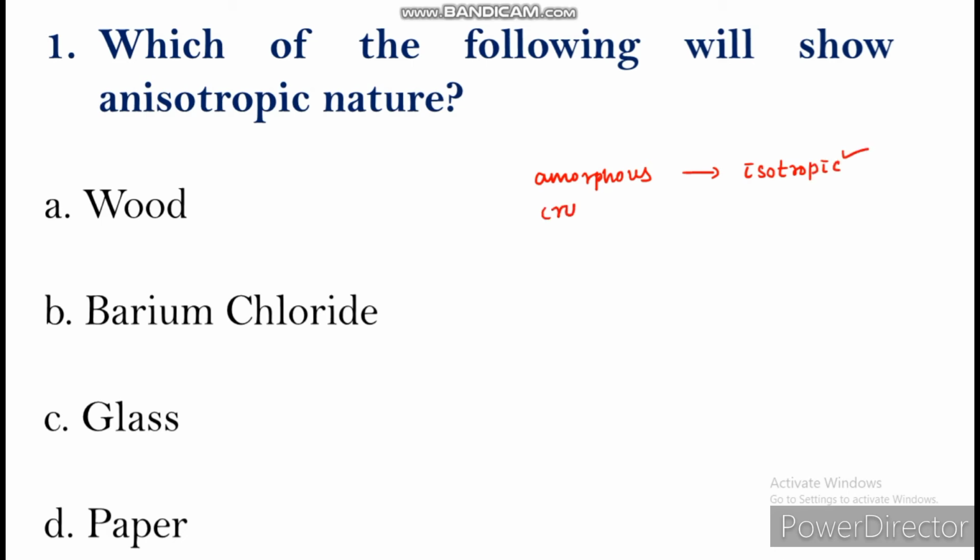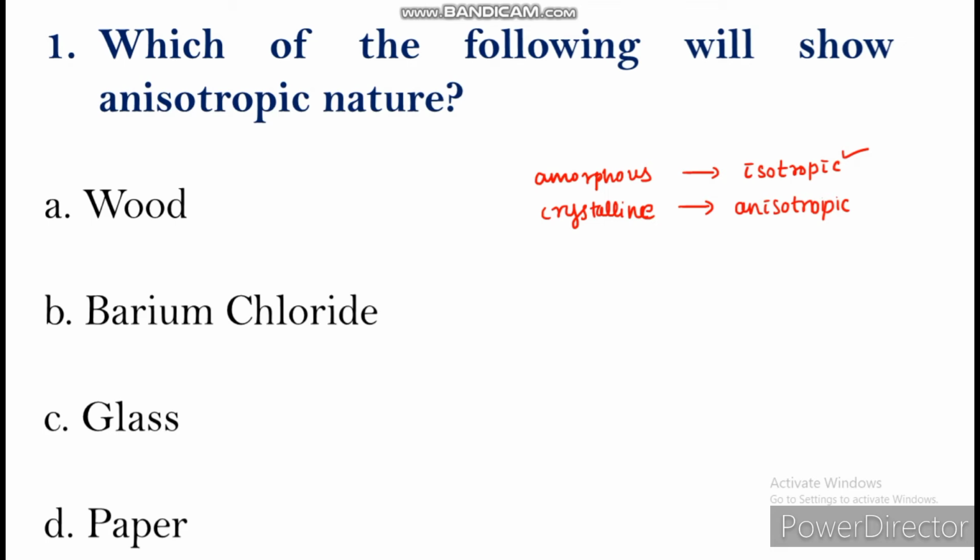The crystalline solids, they depend on the direction. It means their properties are different along different directions. This means for crystalline solids, the properties are directionally oriented. It means they are anisotropic. Anisotropic means the properties of crystalline solids differ in different directions.